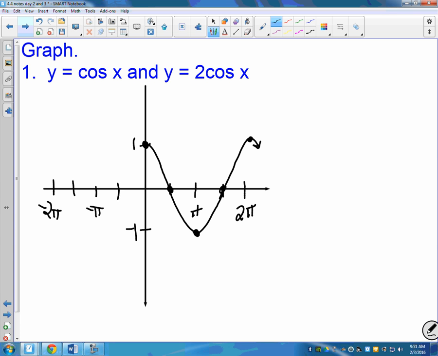Not pointy graphs, right? We don't want any sharp points on our sine and cosine. They're very smooth curves. Exactly the same thing on this side. So I just get to copy what I have over there and copy it over here. What I like to call the parent function, right? This is what we're going to base all of our transformations from.